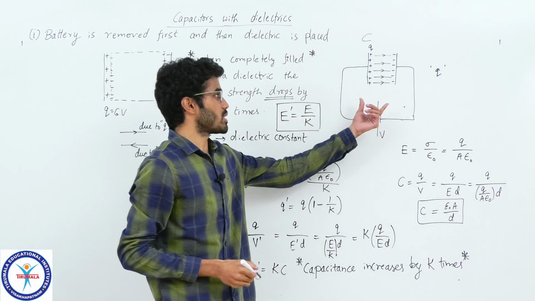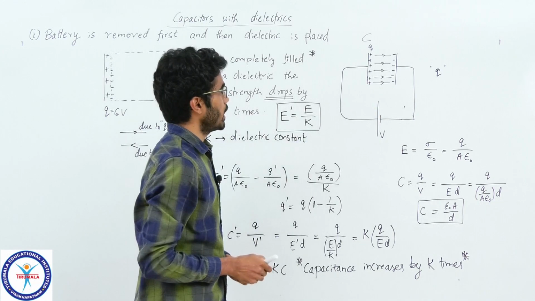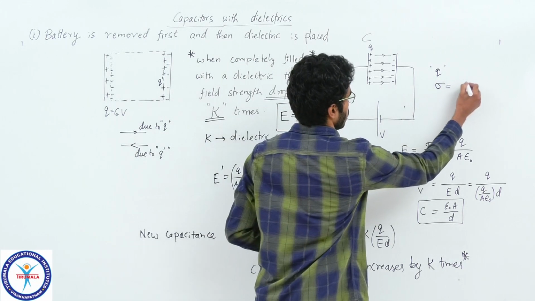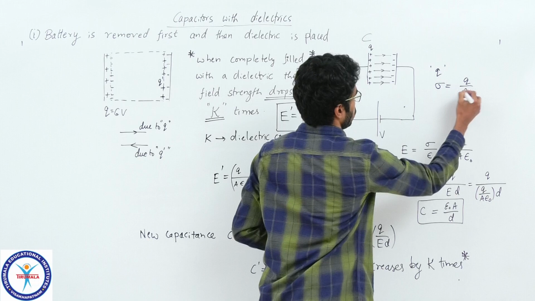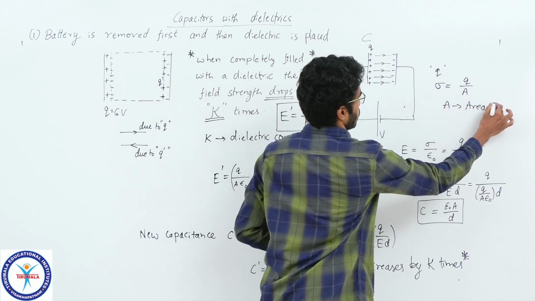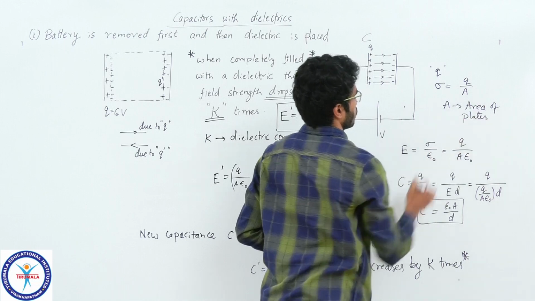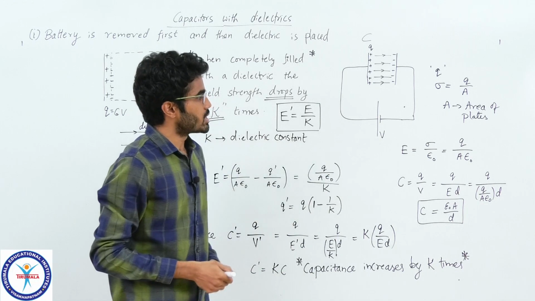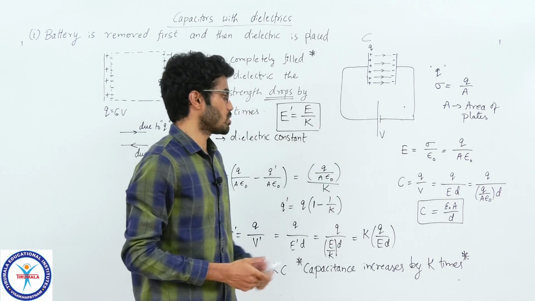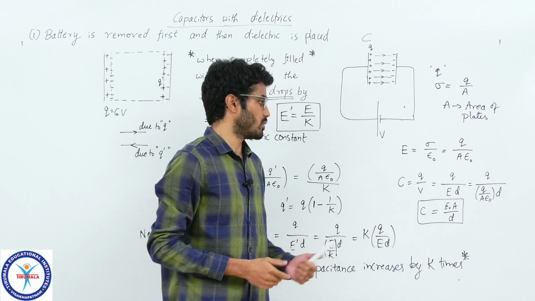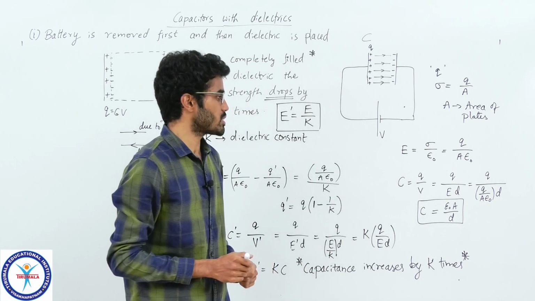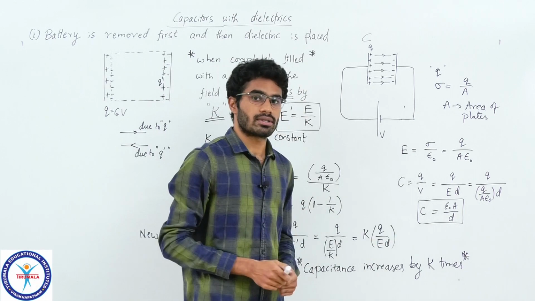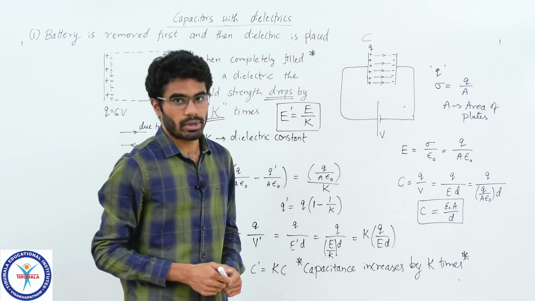Now between the plates of the capacitor, we observe an electric field, and the electric field strength can be given by sigma by epsilon naught, where sigma is the charge density, Q by A, where A is the area of the plates. So the electric field is given by Q by A epsilon naught, and by the definition of capacitance it is Q by V, charge per unit potential difference. If you calculate it, you will find it to be epsilon naught A by D. This is the case for parallel plate capacitors.